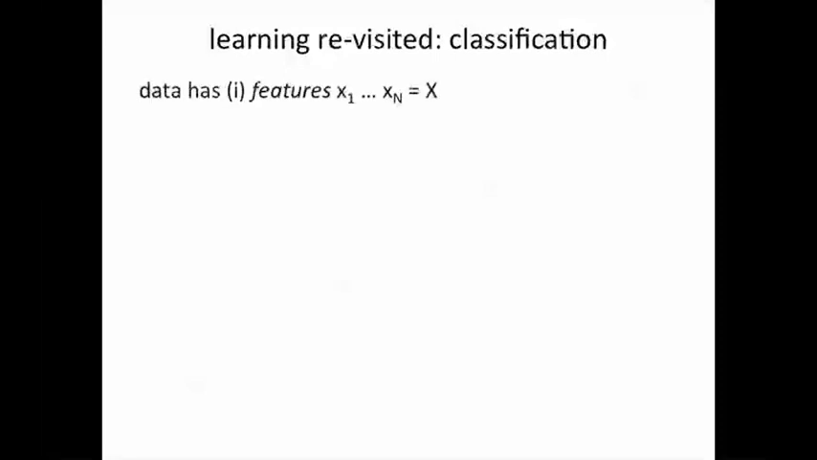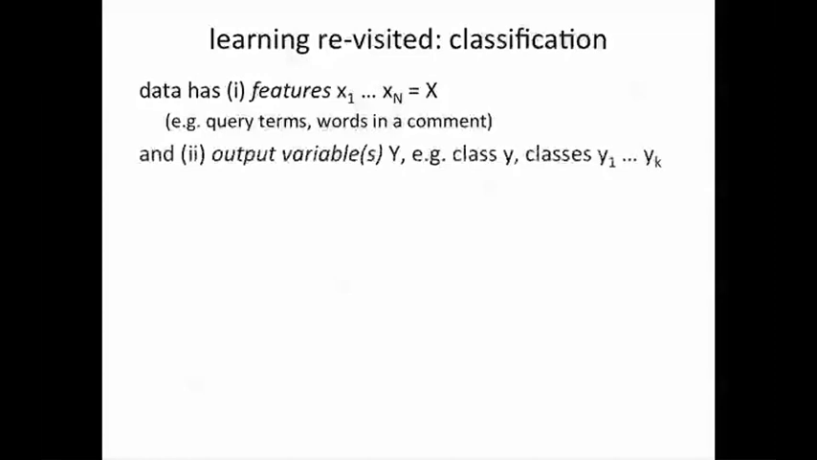We have a bunch of data, in this case features x1 to xn, which we call capital X, a vector or collection of features. Earlier we had different examples, the query terms that we used, the words in a comment, and in general, anything that we observe about instances which we then want to classify into different classes.